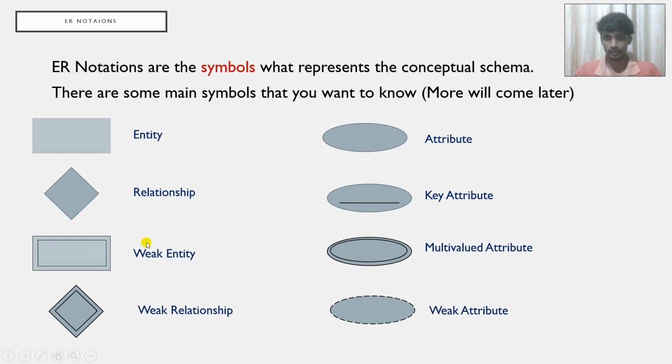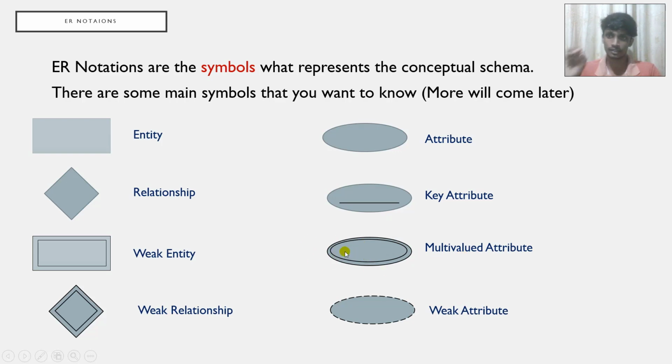So don't try to follow a pattern for these symbols, because these are just symbols, just notations. That is how an ER diagram is made. There is no logic between these symbols. So don't think that because a weak entity has a double line, a weak relationship has a double line, and a weak attribute should also have a double line. What has a double line is the multi-valued attribute.